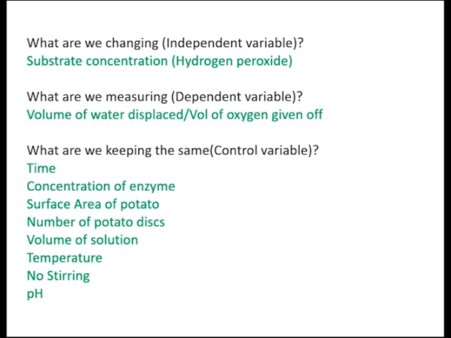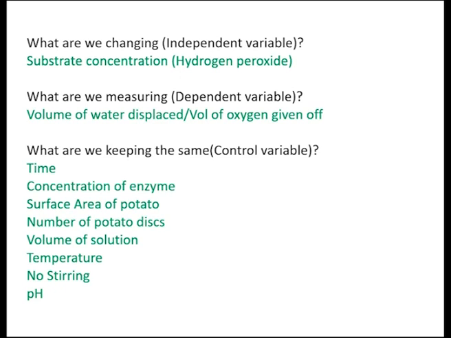Here are the answers in green. So our substrate concentration is our independent variable. We've got 5 different substrate concentrations, 5 different concentrations of hydrogen peroxide. We are going to measure the volume of water displaced, or we could have also said the volume of oxygen given off. They mean the same thing. That is our dependent variable.